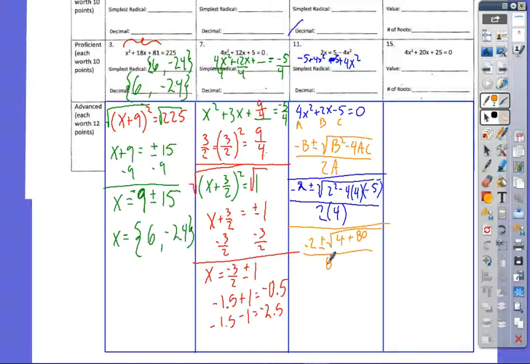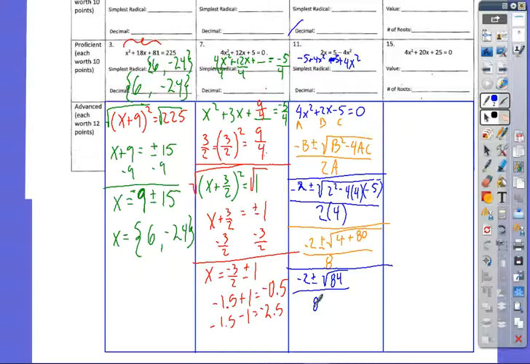So then, let's combine terms in the discriminant. 4 plus 80 is 84. So we now have -2 plus or minus the square root of 84, and that is all over 8.